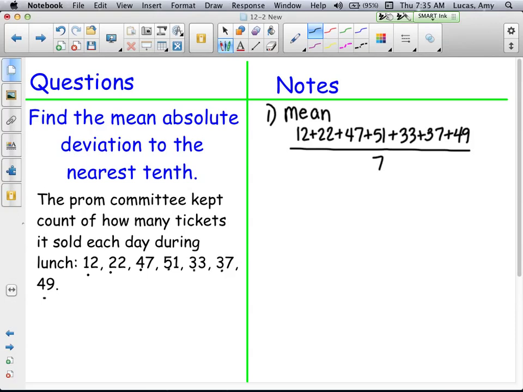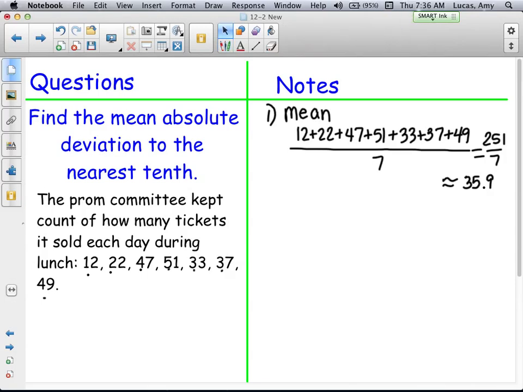It's usually a good idea to add your numbers twice, just in case. So I added mine, and I got 251. So if I divide that by 7, I get 35.85. So it's about 35.9. And it says to the nearest tenth for our final answer. So I'll just keep that 35.9.